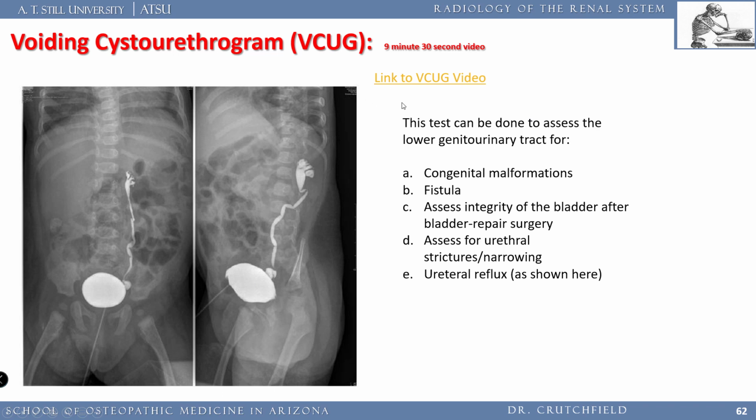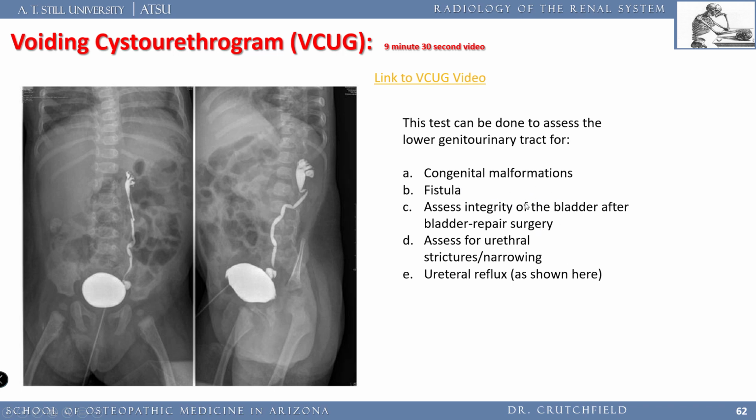So this test can be done to assess the lower GI tract for congenital malformations and fistulas. For example, what if I injected contrast here and instead of going up the ureter, it went right into the colon? You'd be like, what? Well, some diseases of the colon can grow into the bladder. That's called a fistula, a colovesical fistula. Colo and vesical, vesical means bladder, so colovesical fistula.